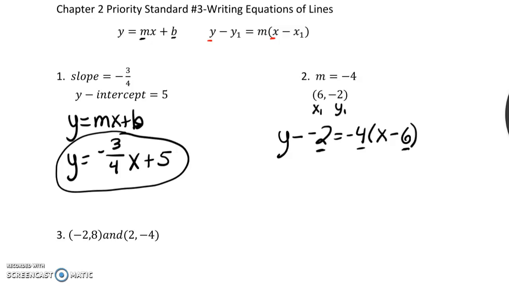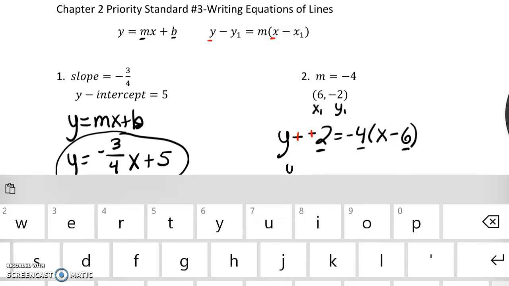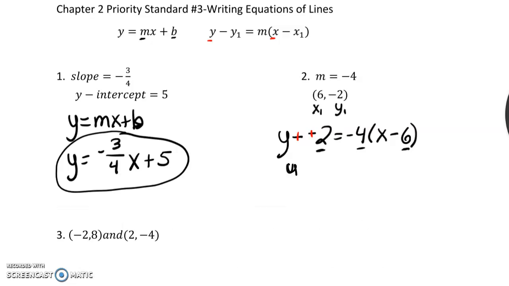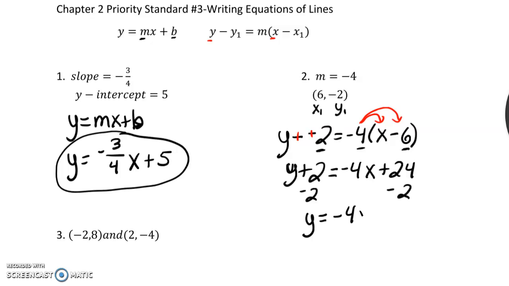Now remember, if you're subtracting a negative, that means you're going to add. Okay, and so we have y plus 2 over here on the left side. Over here, I'm going to take this -4 and I'm going to distribute it. So I get -4x plus 24. And now the last step, I'm going to get y by itself so that I have it in that slope-intercept form that we need to end in. So I'm just going to go ahead and subtract 2 from both sides. So I have y equals -4x plus 22. Okay, and that is my answer right there.